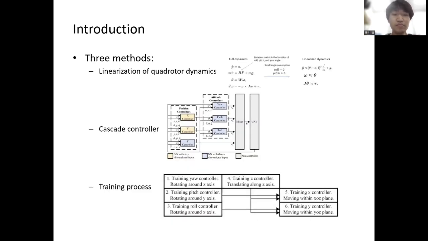There are three main points in the paper. First one is the linearization of the quadrotor dynamics. Second one is the cascade form of the controller, which was available due to the linearization. Last one is the hierarchical training process of the controllers. They first train roll, pitch, yaw, and G controllers and use them in training X and Y controllers.